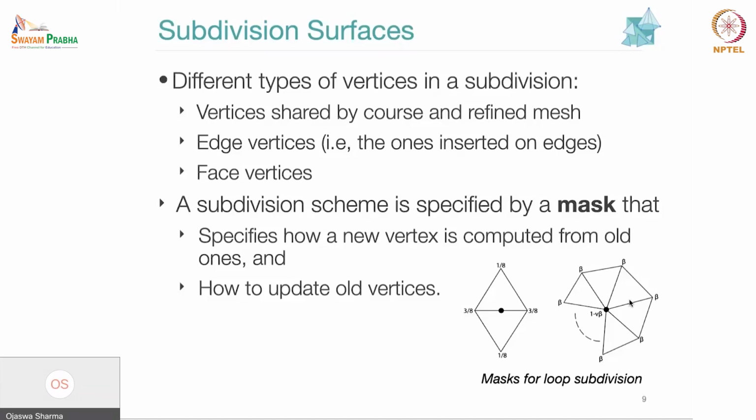But I hope you understand that there are two different types of masks, one for creating new vertices and one for updating old vertices. And if you keep doing it for all triangles iteratively, you'll get versions of refined meshes as you go down the iterations. Okay, so the masks are clear. Then we can discuss some of these schemes and look at their masks.